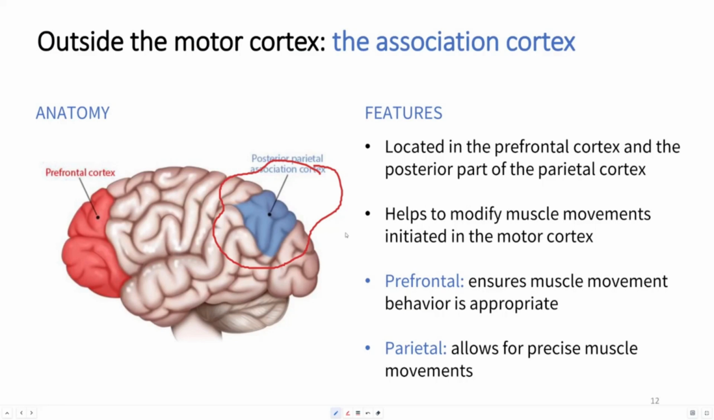The association cortex is located in the prefrontal cortex and inside the posterior part of the parietal cortex, and helps to modify muscle movement initiated by the motor cortex. When it's inside the prefrontal cortex, its main function is to ensure the movement is appropriate, whereas the parietal lobe allows it to have precision control. So many of these parts have to work together simultaneously to allow a particular muscle activity to be performed.